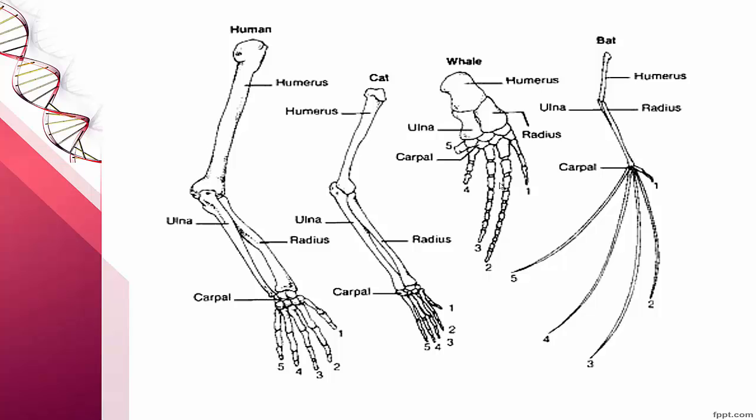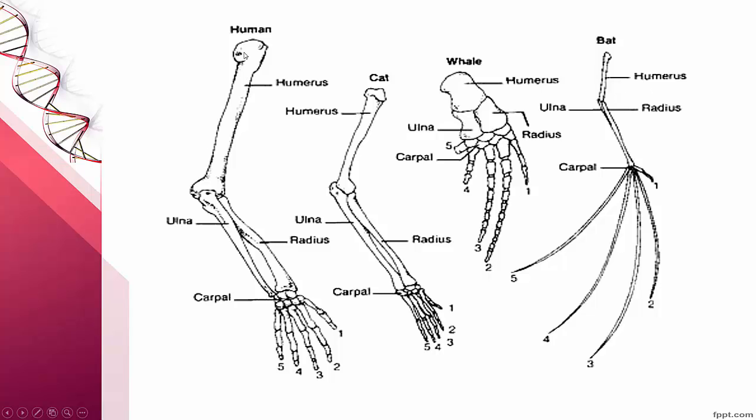We're going to look at this a little bit more in detail in class, but what we've got here are 5 similar bone structures: the humerus, the ulna, the radius, carpals, and metacarpals, or phalanges. And that's in a human. We've got the same bone structures in a cat. We've got the same bone structures in a whale. We've got the same bone structures in a bat.